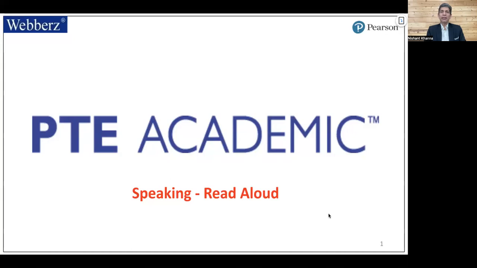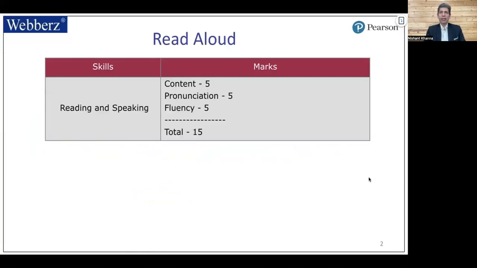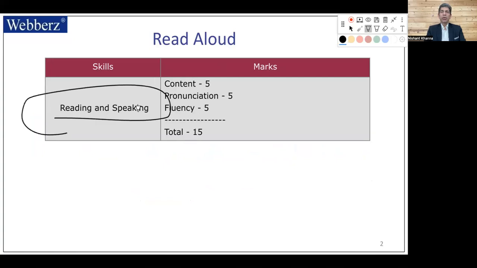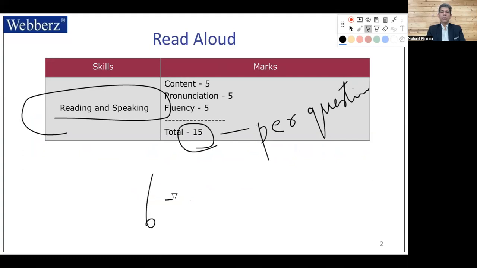Speaking read aloud is a very important component of PTE. The scores are marked in speaking and in reading. The total score is 15 per question. The number of questions which come there are from 6 to 7. These 15 marks are divided into 5 for content, 5 for pronunciation, and 5 for fluency.